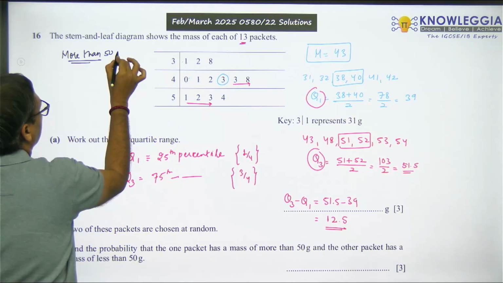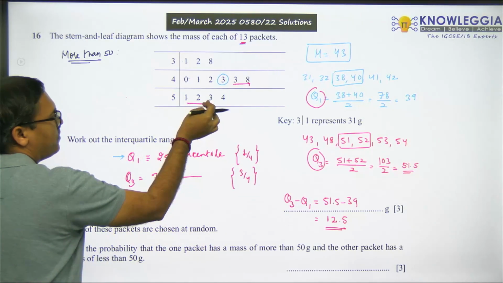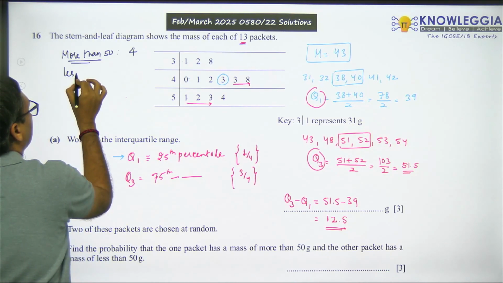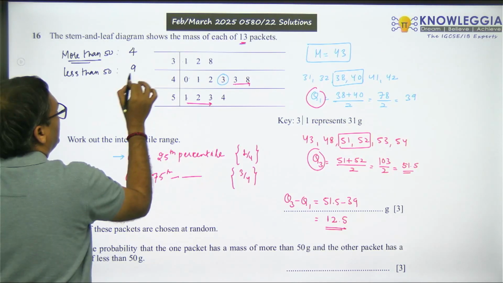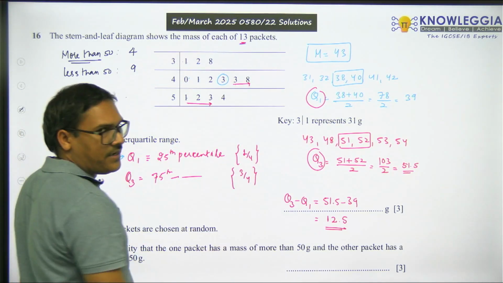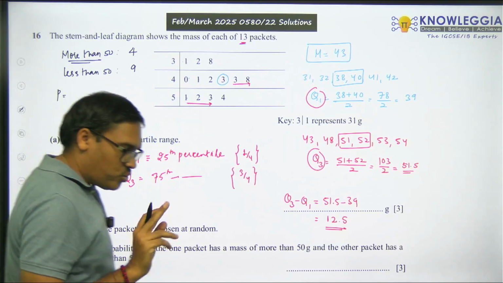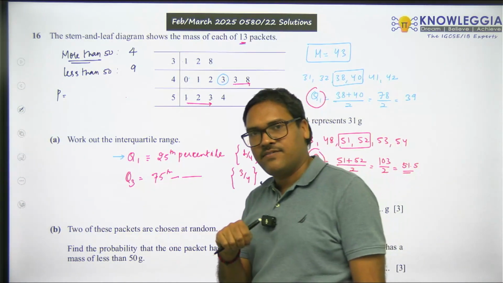More than 50, how many packets are there? 1, 2, 3, 4. 51, 52, 53, 54. That is 4. And less than 50, how many are there? The remaining 9, you can see total 13. Correct? So what is the probability that if you select two packets, one has mass more than 50 and the other has mass less than 50.